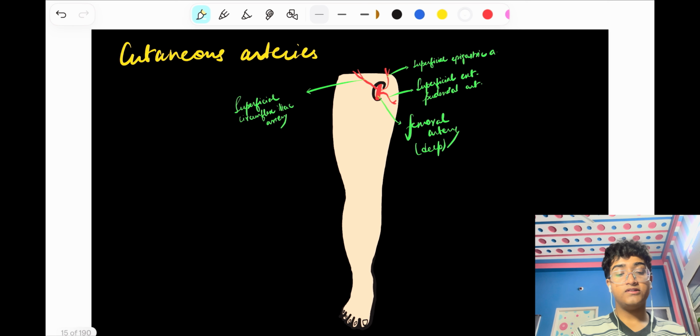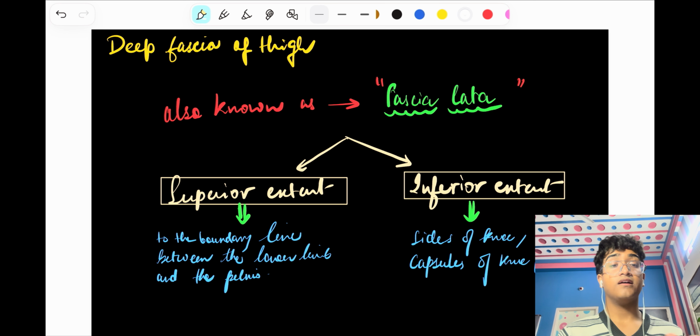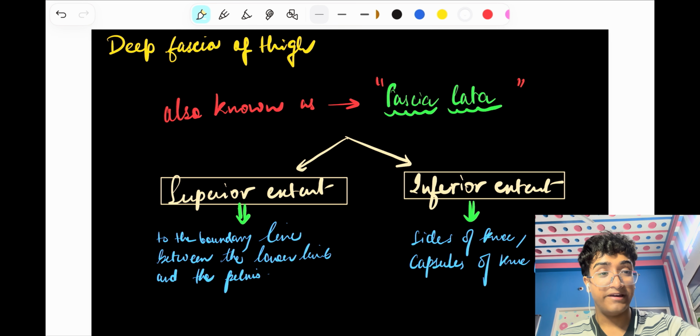So we are done with the superficial and the deep fascia of the anterior aspect of the thigh. I hope you like it. Thank you. Bye bye.